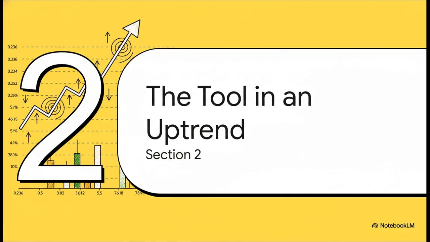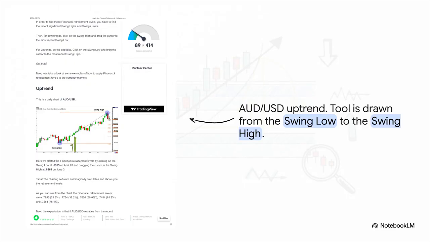We're going to take those steps and apply them to a classic uptrend. This is where you get to see how those abstract lines on a chart can turn into some seriously powerful signposts in the real world. Okay, check this out. Here's a daily chart of the Australian dollar versus the US dollar. You can see it's in a pretty clear uptrend, right?